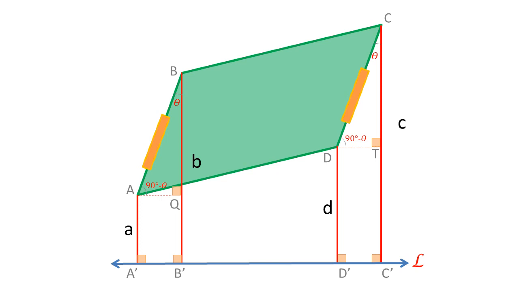Seeing the 90-degree angles at points A', B', and Q, we realize that the quadrilateral AQB'A' is a rectangle. Then QB' is equal to AA', which is a. We know that the length of segment BB' is b. Then BQ should be b minus a. Similarly, we notice that the quadrilateral D'DTC' is a rectangle. Then TC' is equal to DD', which is d. Because the length of segment CC' is c, CT should be the difference c minus d.